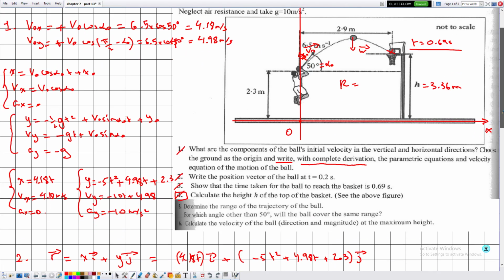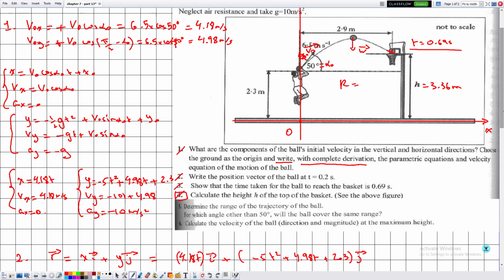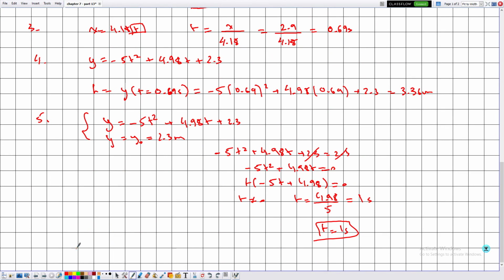Now we are ready to calculate the range using this equation for x. So the range is simply given by r, which is x for t equal to 1 second, which is equal to 4.18 multiplied by 1. Everything is expressed in SI, so this is in meters. So the range is equal to 4.18 meters.